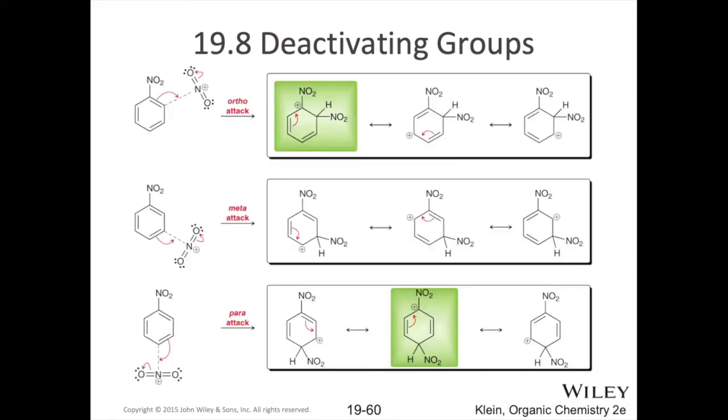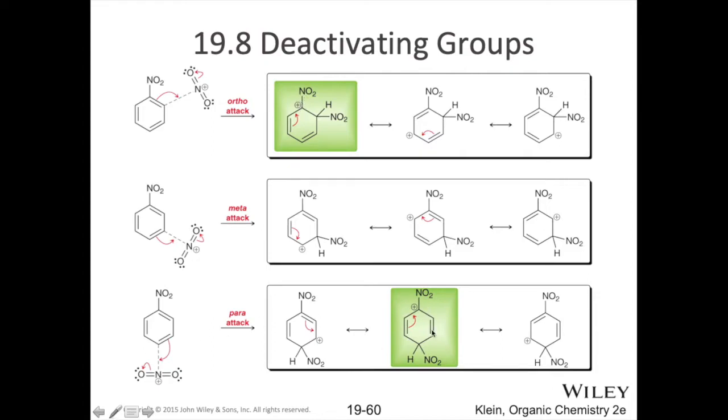All right, so let's see an example here. If we have a nitro group in place and we look at another substituent adding on, again, if we look at our sigma complexes, notice that with an ortho group, or with a substituent coming in at that ortho position, we have a positive formal charge on that carbon that our nitro group is attached to.